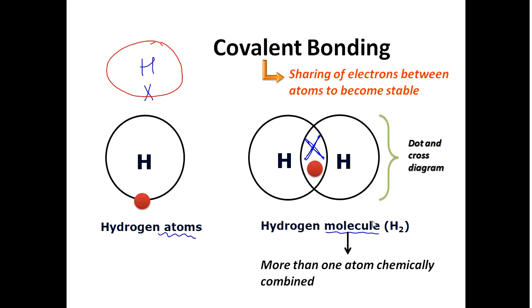Now let's go over covalent bonding. Covalent bonding is the sharing of electrons between atoms to become a stable molecule. Here we have 2 hydrogen atoms with 1 electron in its outer shell. They combine to form a hydrogen molecule by sharing both of their outer electrons.